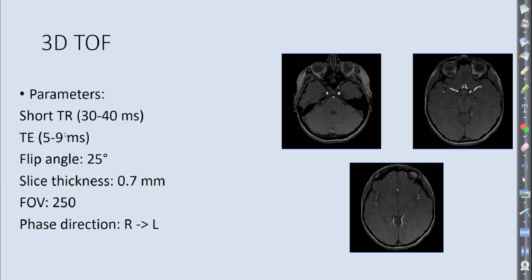Here are your parameters for these. So we have a really short TR. So do you think this is a spin echo or a gradient echo? It's a gradient echo. With TRs this short, we're usually getting a gradient echo. Our flip angle, look at our flip angle, it's only 25 degrees. Remember, our spin echo, we want 90, right? Slice thickness, really thin, less than 1 millimeter. Field of view covering the entire brain and our phase right to left.